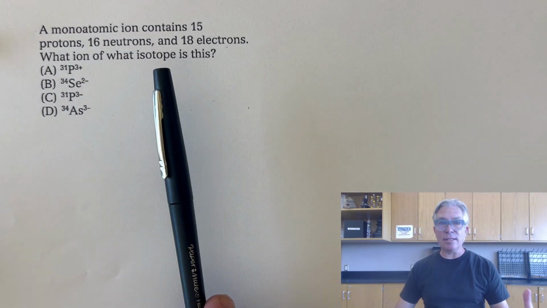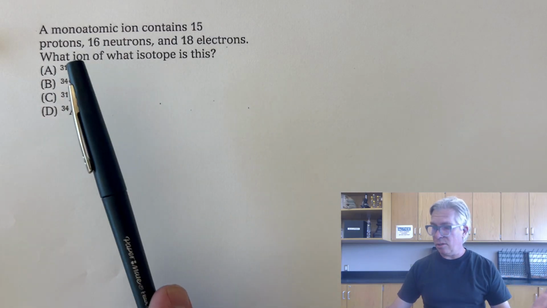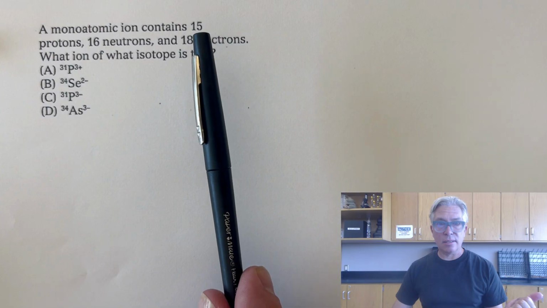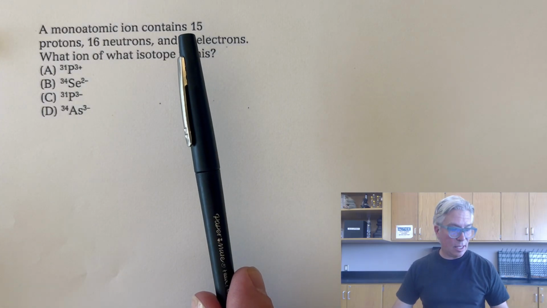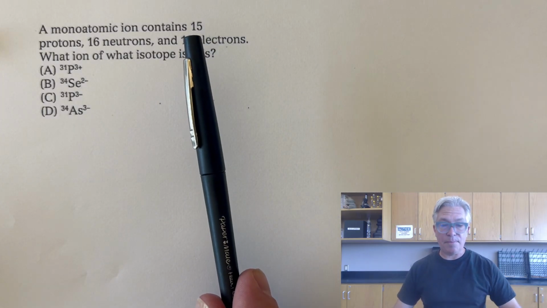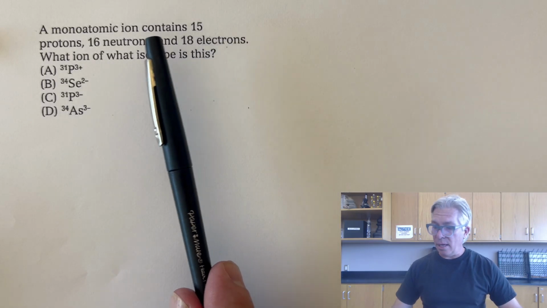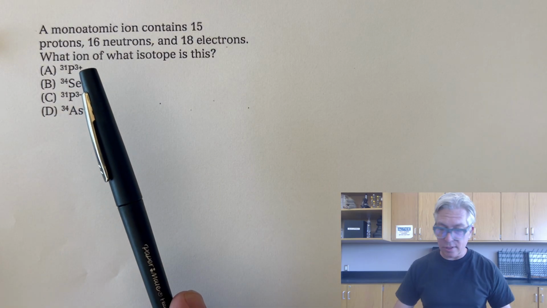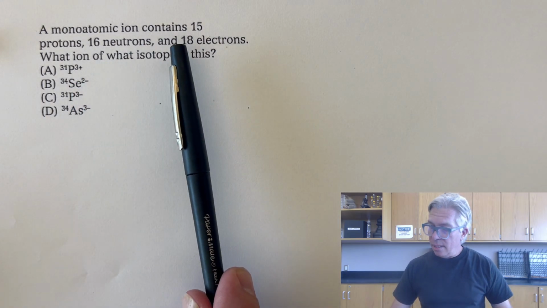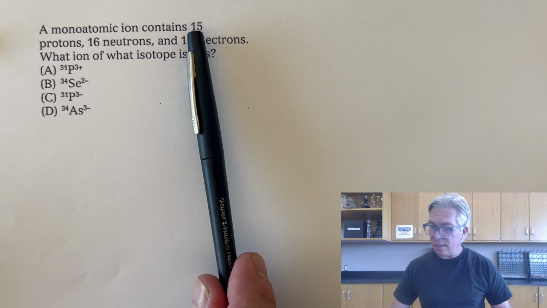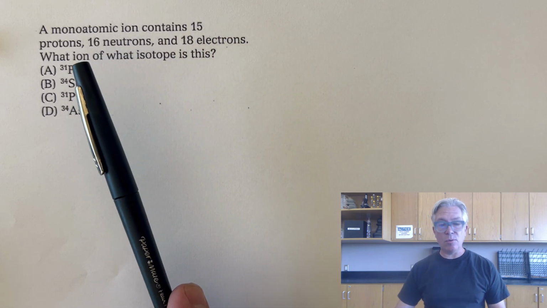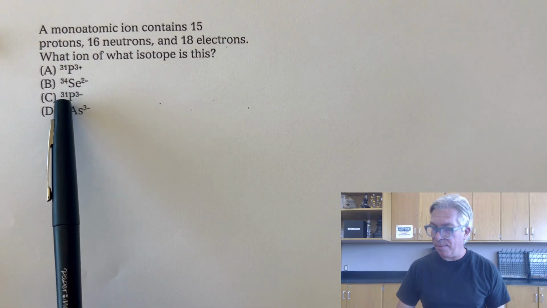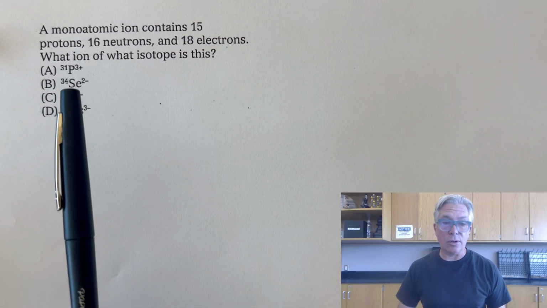So here we're building an isotope using the material that we've been given. So first I notice it says 15 protons. That tells me that it's element number 15, which is phosphorus. Okay? And that leads me to A and C. You can check your periodic table too. Phosphorus is number 15. Then it's got a total of 15 protons and 16 neutrons for a total of 31 atomic mass units. That means I'm looking for phosphorus 31. And it turns out both of them are phosphorus 31.